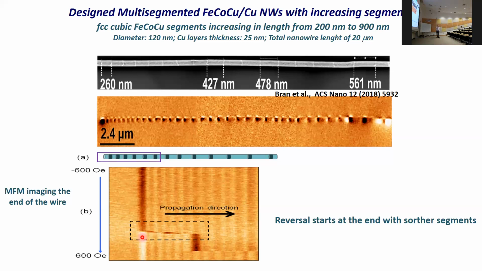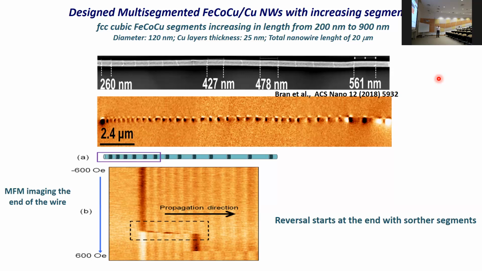Okay, this is the second type of modulation in nanowires. So this is iron cobalt copper. The iron cobalt is cubic, has a cubic lattice. And this nanowire was designed in a way that the thickness of the copper layer is always constant, 25 nanometers. But the length of the magnetic segments was small at one end of the nanowire, around 200 nanometers. And the length of these magnetic segments increased until the very other end, where the length of these segments was around 600 nanometers. So the length of these individual magnetic segments increased.